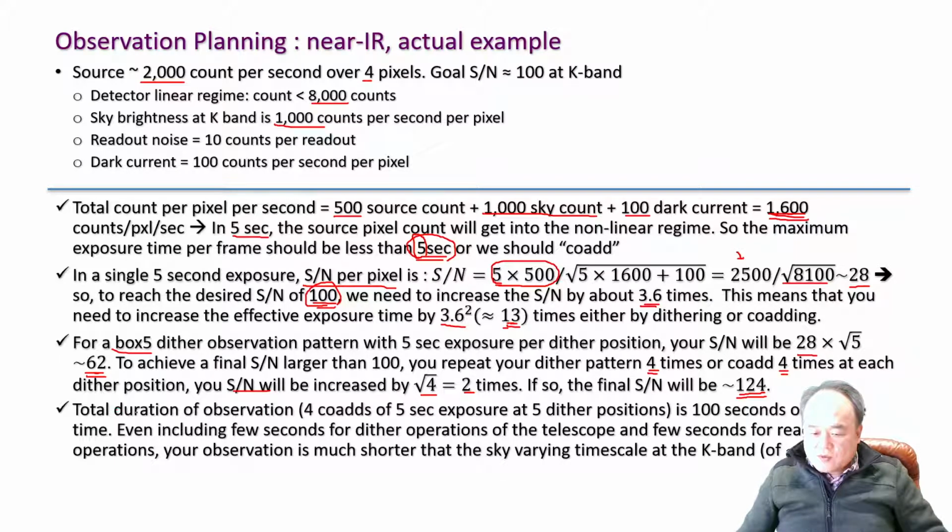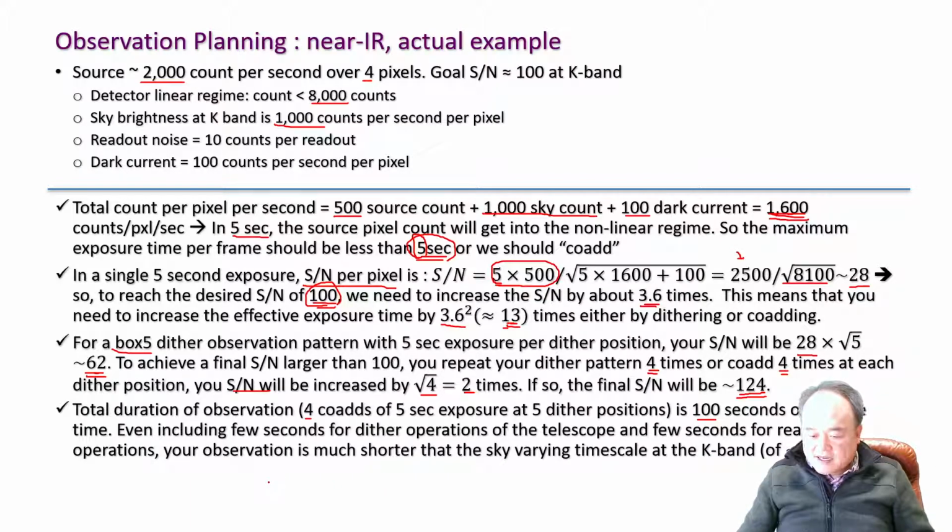And then let's think about the total duration of the observation. That means 4 coadd of 5 seconds at 5 data positions, just adding all this together, is about 100 seconds. So that's about 1.5 minutes, which is well short of the sky variation time scale of 20 minutes at K-band. So this is a good observation setup.